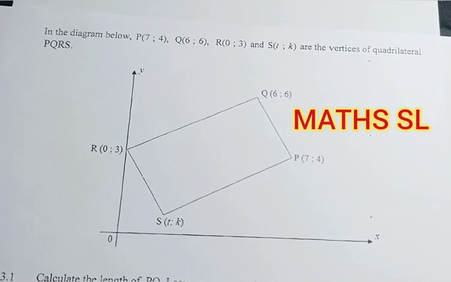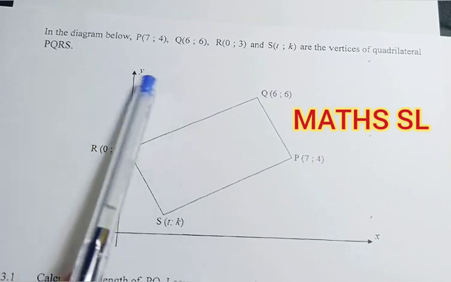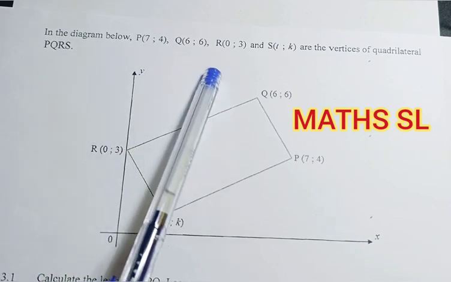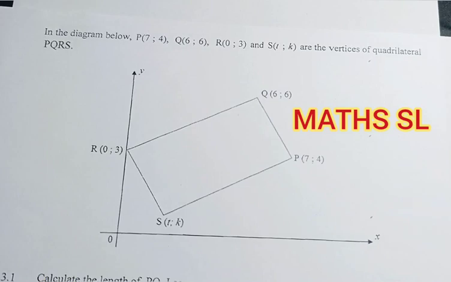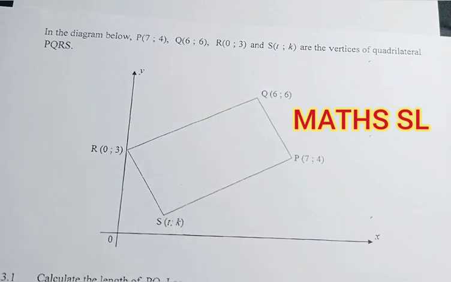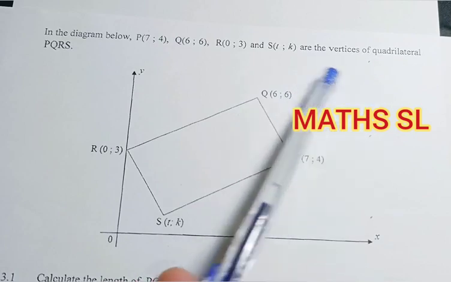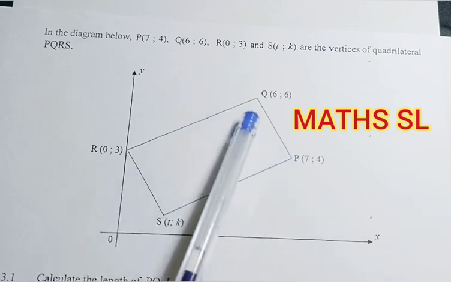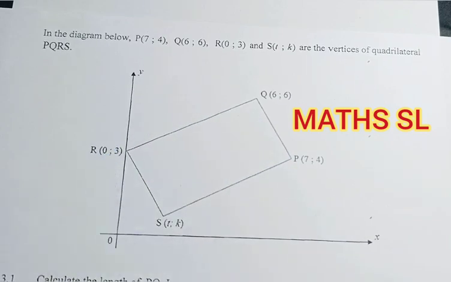Remember, we are busy with exam type questions now. So the question says, in the diagram below, P, Q, R and S. We don't have the coordinates of S. T and K are missing. These are the vertices of quadrilateral PQRS.